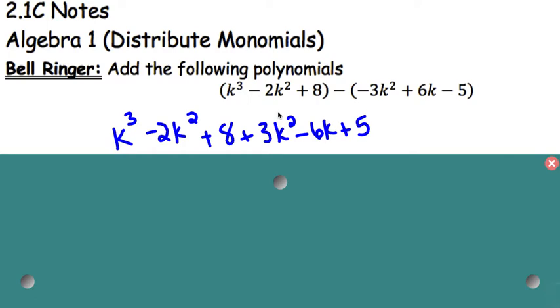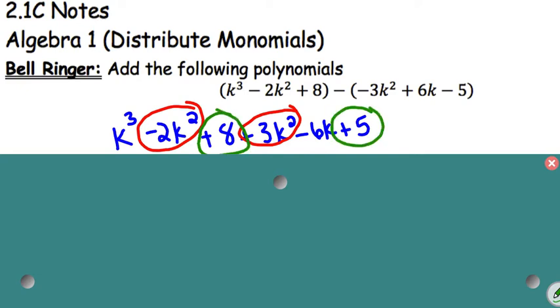So the highest power is k to the third, or k cubed. There's only one k cubed, so that will just be brought down. And then I look at my k squareds. Well, I have a k squared right here, and I have a k squared right here. So they will be combined together. Remember, we're adding the numbers out front. Negative 2 plus 3 is 1k squared. I have a k right here by itself, so that will be brought down. And then I'm going to use different colors so we can see the difference in our like terms. I have a plus 8 and a plus 5, so they will be added together.